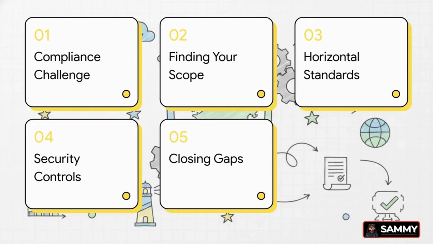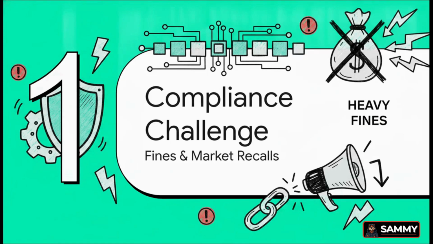1. The CRA Compliance Challenge. 2. Finding your CRA scope. 3. Decoding horizontal standards. 4. Essential security controls. And finally, 5. Closing gaps with SAMI. Starting with Section 1, the CRA Compliance Challenge, heavy fines and market recalls.